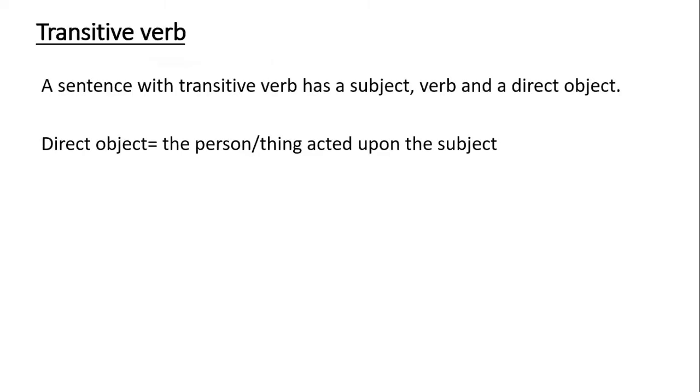A sentence with transitive verb has a subject and a direct object along with a verb. The direct object is the person or thing acted upon by the subject. Let me give you an example. She is writing an essay. She is the subject, writing is a verb, and essay is the direct object. So, this sentence is a transitive sentence.